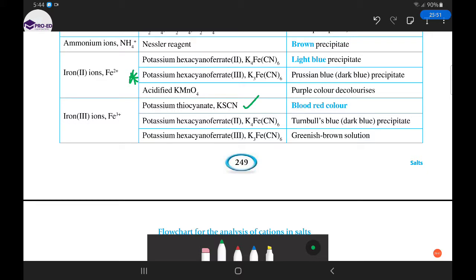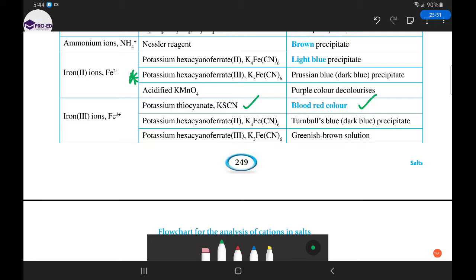So again, if you use potassium thiocyanate, it gives a blood red color. This is a very nice test because the color is so different. It is not light blue, dark blue like the earlier one, which are very close. This is a blood red color. You will never get it with any other solution. So it's a nice one. You will never make a mistake, because blood red is a drastically different color. So when you add potassium thiocyanate and you get that blood red color, you know definitely iron(III) ions are present.